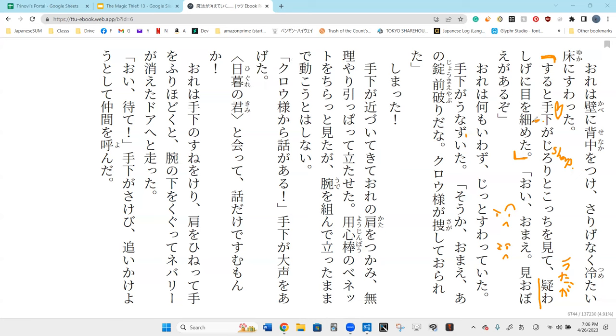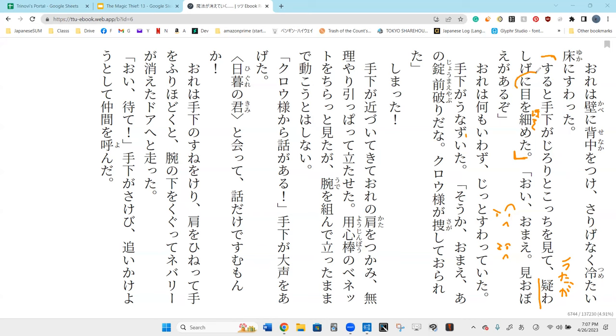So, suspicious, the minion narrows. Let's start with the first part. すると、手下がじろりとこっちを見て。Like you said the parts of it, but you didn't really translate it together. So after having done that, the minion looked at me sharply, and he narrows his suspicious looking eye.